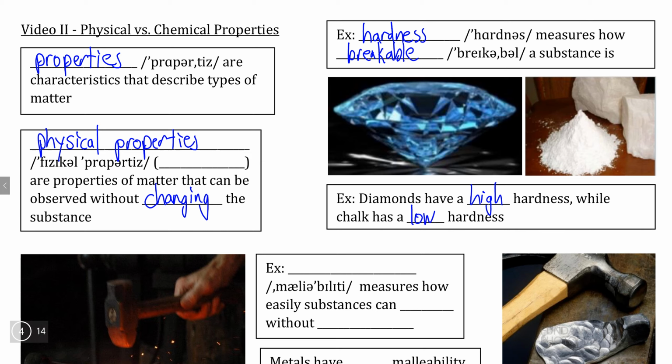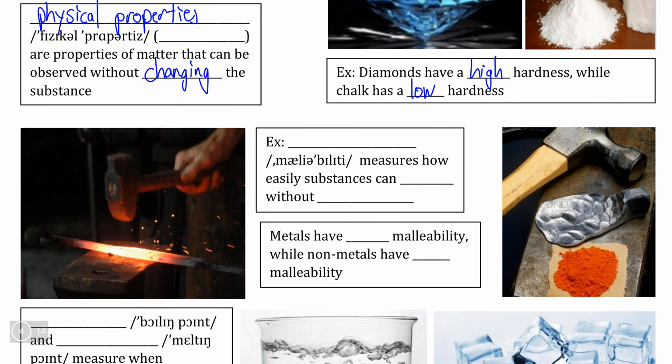Now, the reason why hardness is a physical property is no matter how hard we hit a diamond or chalk, hitting it and breaking it into smaller pieces does not change what the identity of this substance is. Chalk is still chalk, whether it exists as a big block like this or as a powder. It has the same chemical structure.